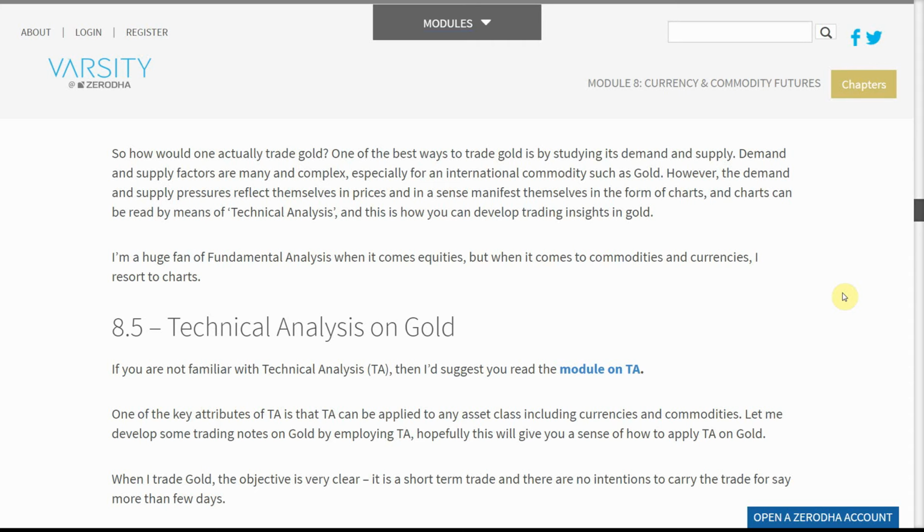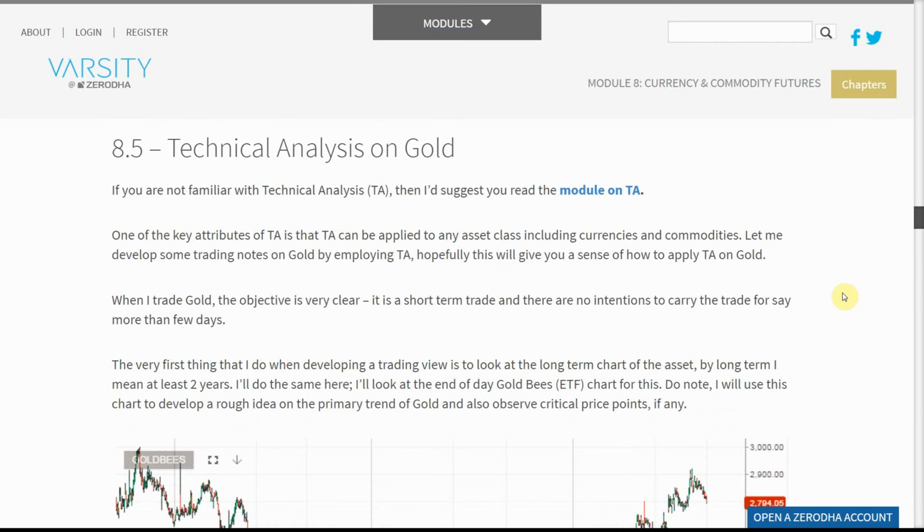8.5 Technical Analysis on Gold. If you are not familiar with technical analysis, TA, then I'd suggest you read the module on TA. One of the key attributes of TA is that TA can be applied to any asset class including currencies and commodities. Let me develop some trading notes on gold by employing TA. Hopefully this will give you a sense of how to apply TA on gold. When I trade gold, the objective is very clear.